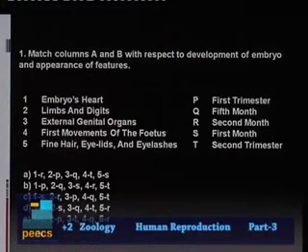As I told you, the embryonic heart will develop in the first month. Limbs and digits will develop in the second month. External genital organs, you can match here with the first trimester. By the completion of the first trimester, there will be development of external genital organs. First fetal movements, you know the answer. First fetal movements will occur in the 5th month. Then finally, the development of hair, eyelids separating and eyelashes will happen after the 2nd trimester. So now you have the answer, that is option C. Option C will be our answer for this question.